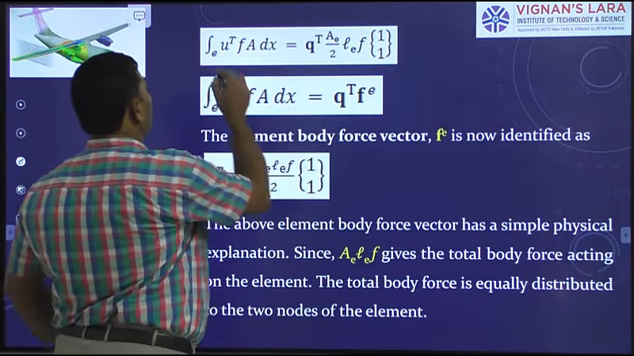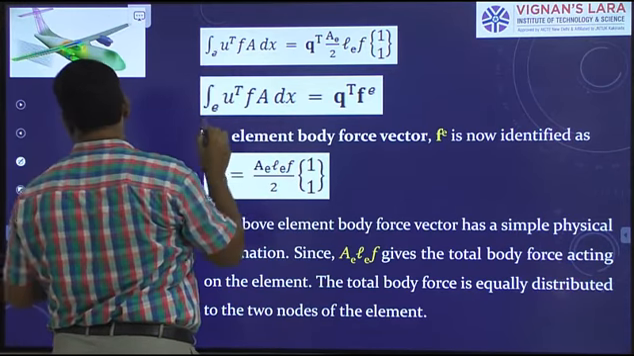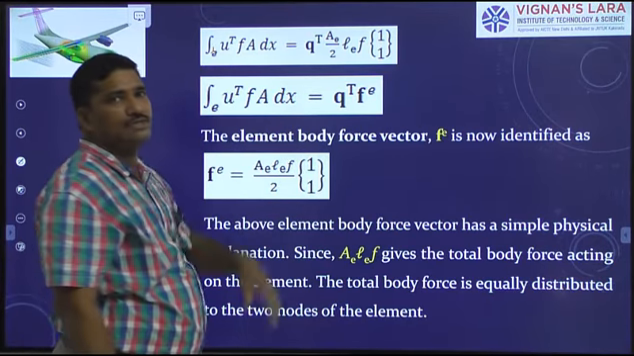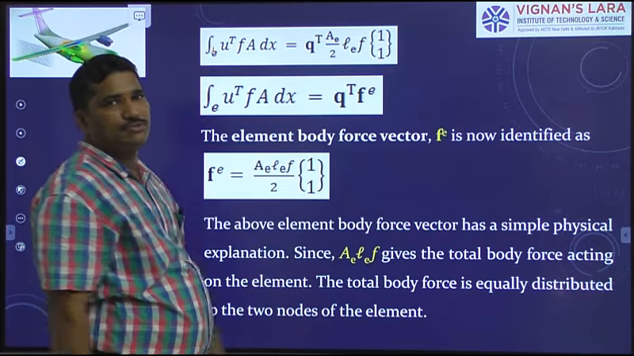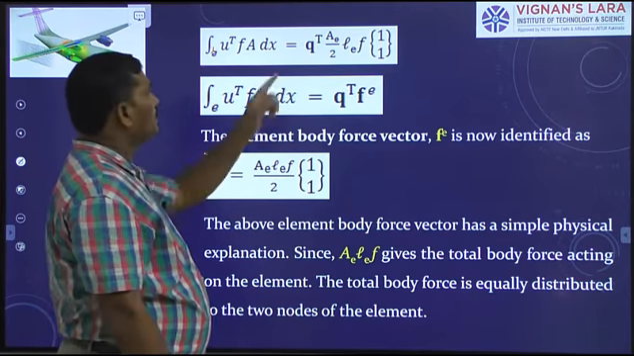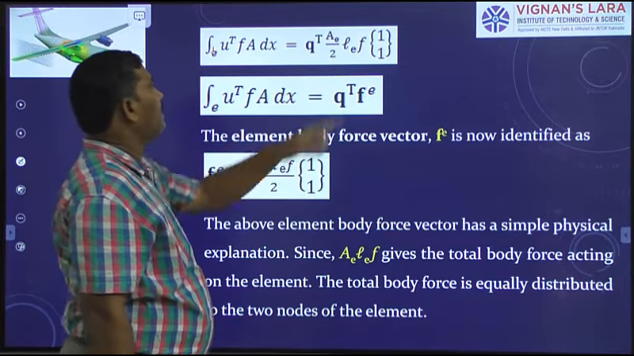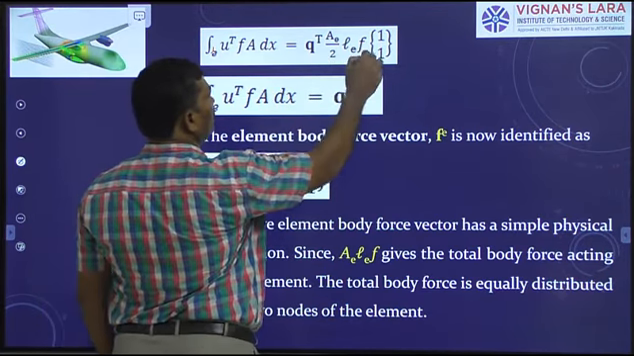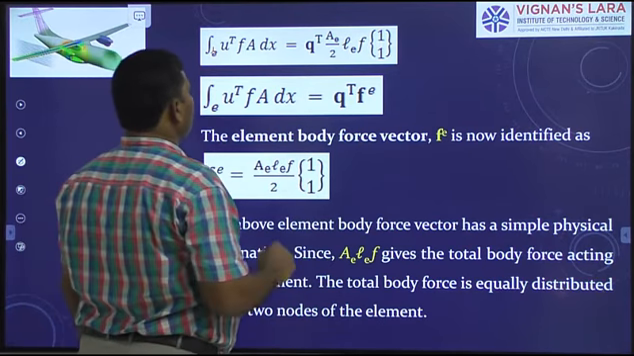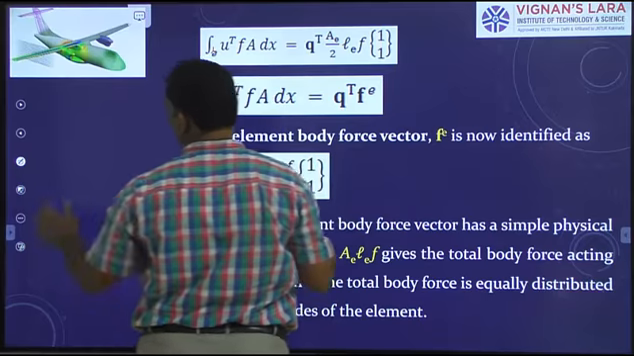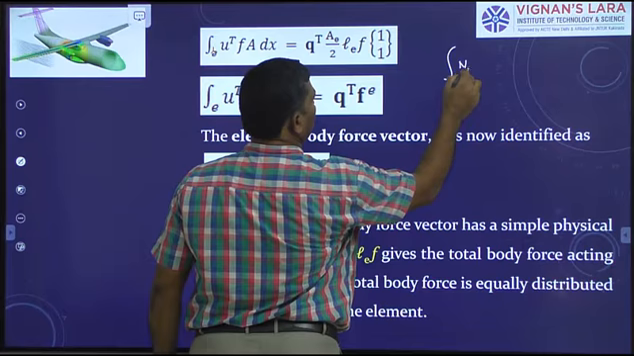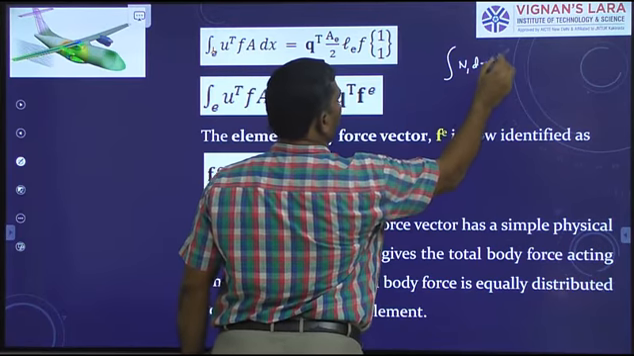Now integral over the length of the element u transpose F A dx equals q transpose into AE LE by 2 into F into a column matrix having the elements 1. How do you get this? Because here integral of N1 dx equals LE by 2.